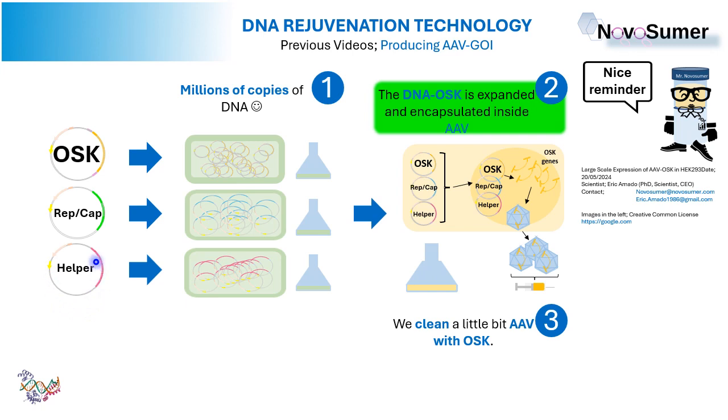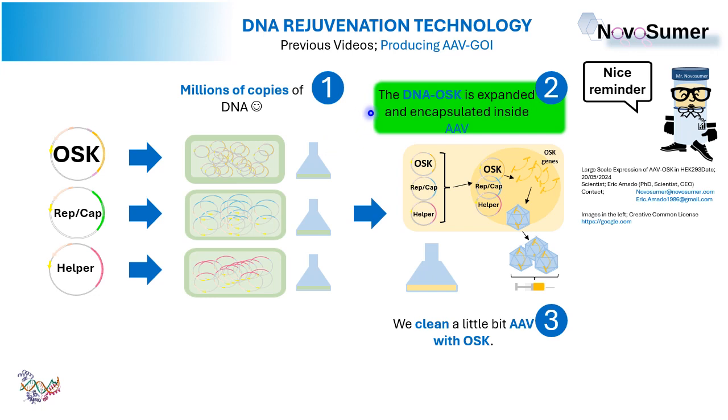That's all. So in the first step, we introduce the DNA inside bacteria cells. And the bacteria cells are very clever. As we grow the bacteria cells in culture, they will produce many, many copies of the DNA, as you can see here. Once they produce a lot of DNA, we extract the DNA. And yeah, let's go for the second step. And the second step is today's topic.